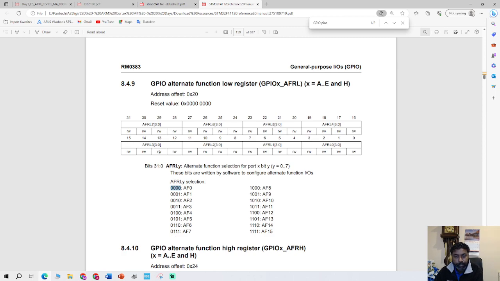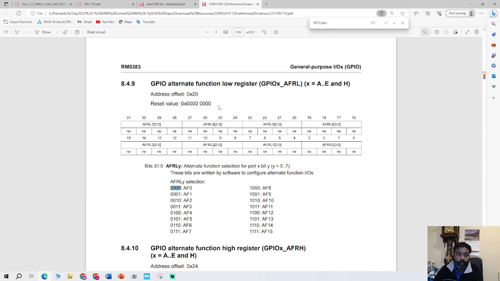So how it works is, divide this 32 into 4 portions of 8 bits. Then you need to make bits 31, 30, 29, 28, 27, 26, 25, 24, 23, all of these 0, and the rest all 1. That means you are using AF7 on a low register.